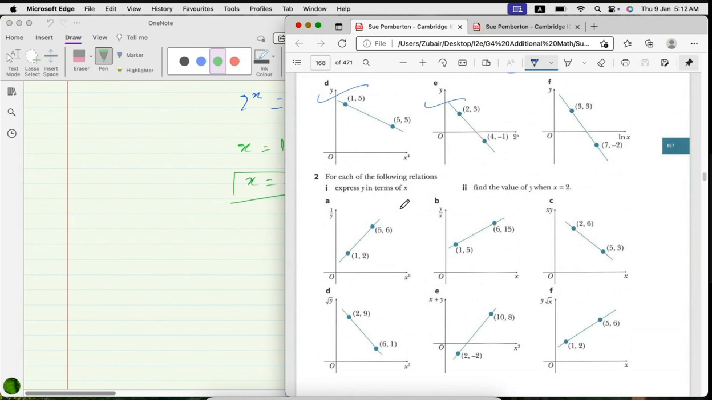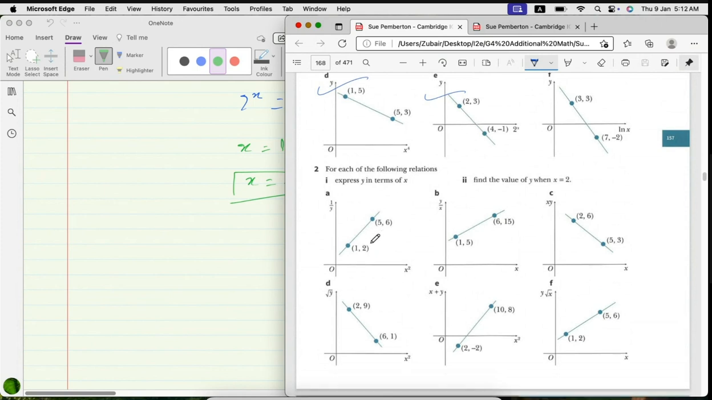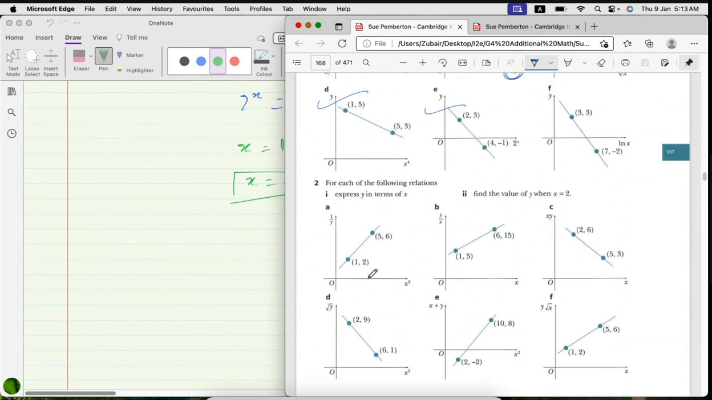So in these questions, we were finding the equations. We could straight away get the y-intercept, and then using y equals mx plus c. Sorry, first we get the gradient, then using y equals mx plus c, we get the y-intercept, and then just write the equation.